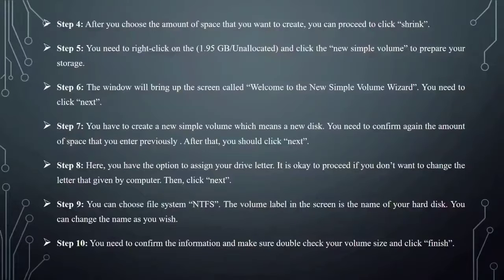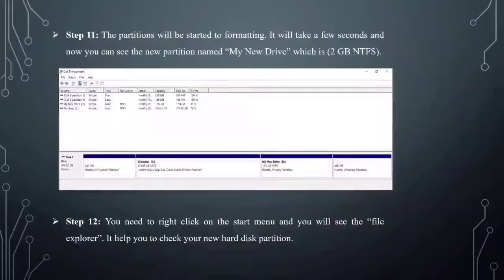Step 10, you need to confirm the information and make sure to double check your volume size and click Finish. The partition will start formatting. It will take a few minutes, and now you can see the partition name, My New Drive, which I created with 2 GB NTFS. Here you can see.